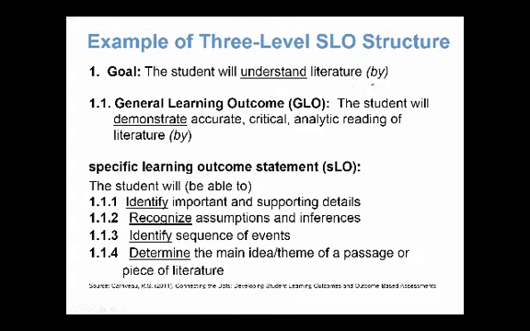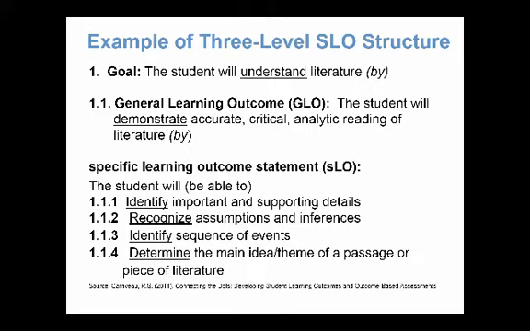And how we help our faculty with this is by saying to get from level 1 to 1.1, which will more clearly delineate what we mean by understand, you can think of the word by. So if you can say students will understand by demonstrating accurate, critical, analytic reading of literature, then you've gotten to the GLO level, the general learning outcome level. So now the code is 1 and 1.1.